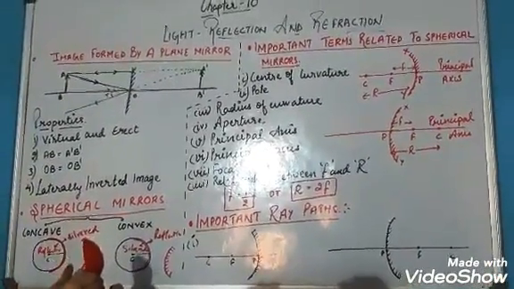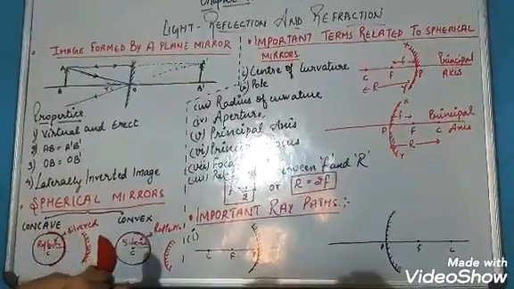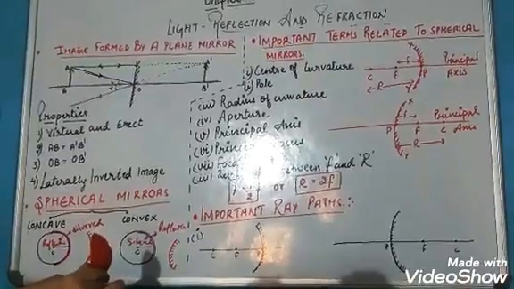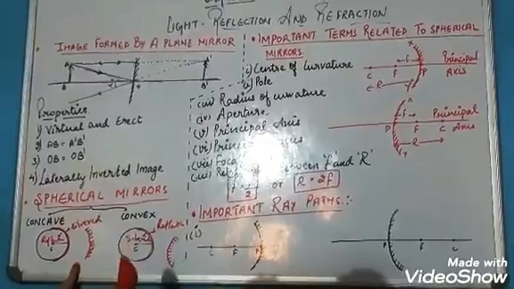If the outer side is silvered, then the cave side will be the reflecting one. This is your cave side, and when the cave side is the reflecting one, it becomes a concave mirror.